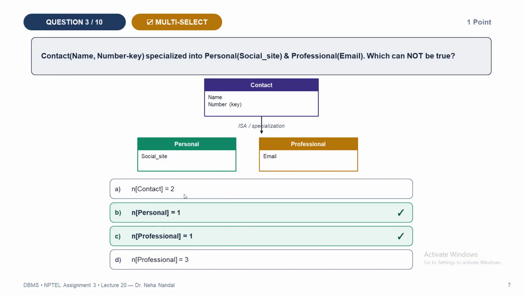Contact has two attributes that is already written. Professional has three attributes. Let's check them out one by one. Personal has number plus social site. That is, at least two attributes should be there, which means n personal equals 1 is impossible. It will never be 1. Personal and professional will never be 1. Either they can be 2 or 3. Minimum 2 are required: email plus number, social site plus number. So it is obvious that these two will never be true. That is your answer.